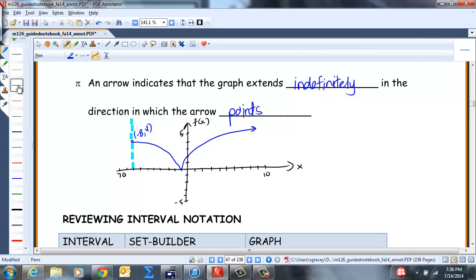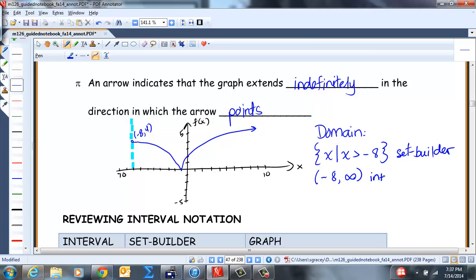So if we wanted to talk about the domain here, if we did set builder notation, it would be x such that, actually, let's think about this. Is there a right-hand wall? No, good, because we have the arrow that goes indefinitely to the right. So there's just a left-hand wall. So that means that x is to the right of -8, meaning that x is greater than -8. So this is called set builder notation. More commonly used, you'll see interval notation. Interval notation would have your end point, which is -8. It would have a parenthesis around it because it's not included, and it would go on to infinity. So this is interval notation.